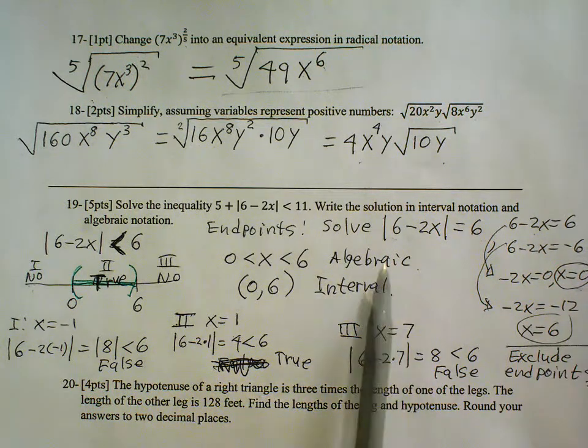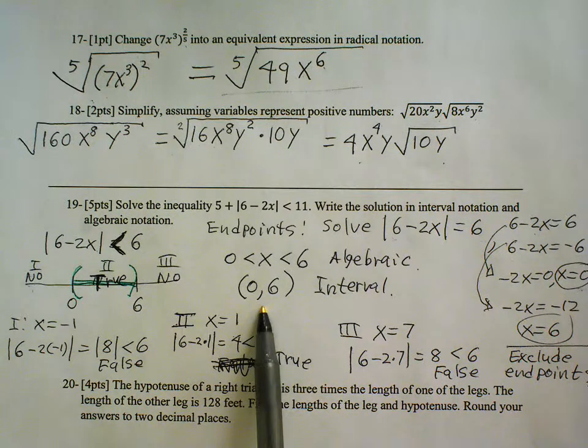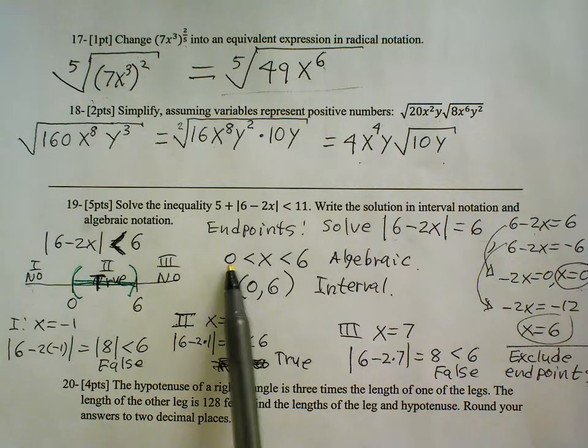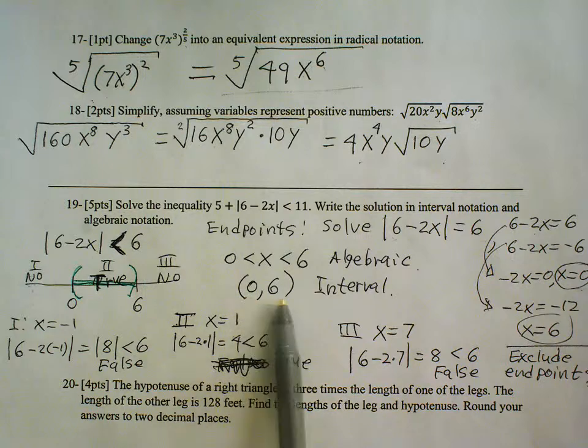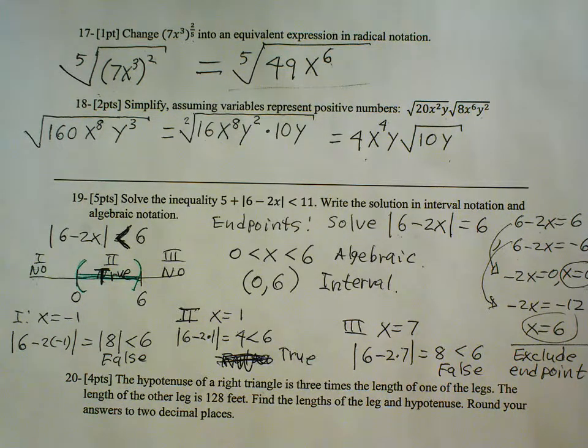So the algebraic and the interval notations mean exactly the same thing. And you can see how they resemble each other. And they are also consistent with the graph of the solution.